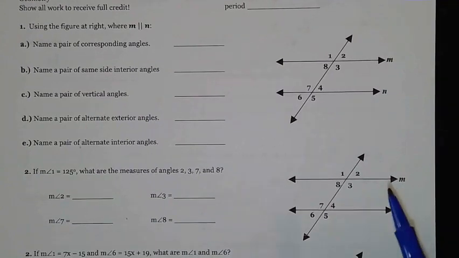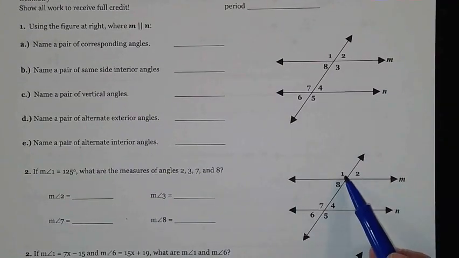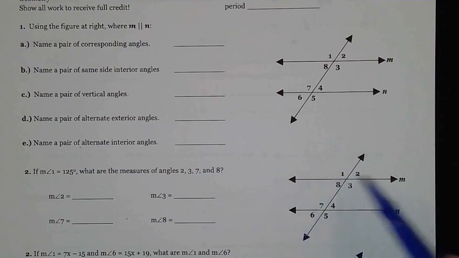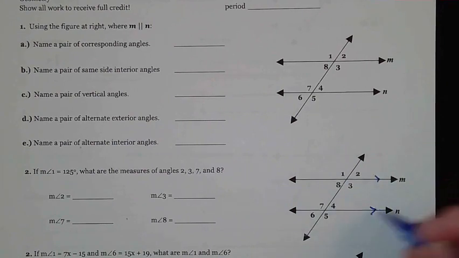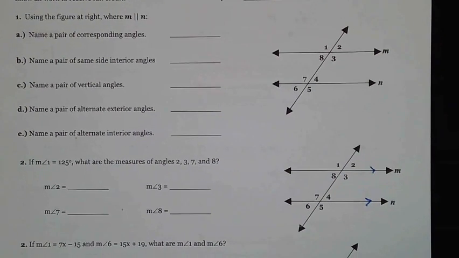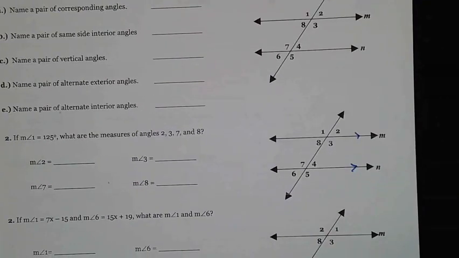Question 2, same idea. If angle 1 is 125, then every single one of these angles would have to be either 125 or supplementary to 125. So let's see, what would that be? 55. So 125, 55, 125, 55, depending if they're vertical, same side, interior, whatever it happens to be. Pretty clearly you've got obtuse angles and acute angles, and as long as those lines are parallel, the obtuse ones are all congruent, the acute ones are all congruent.